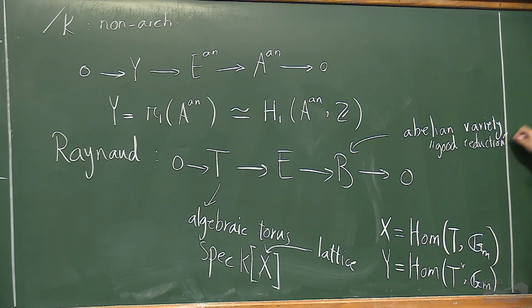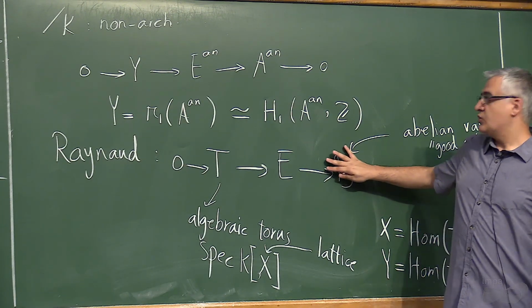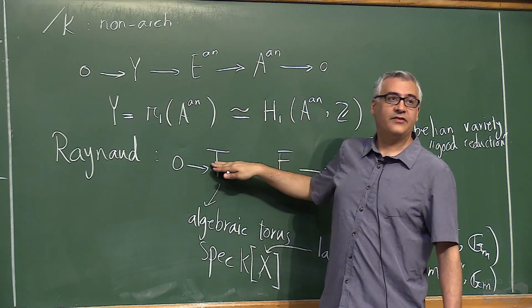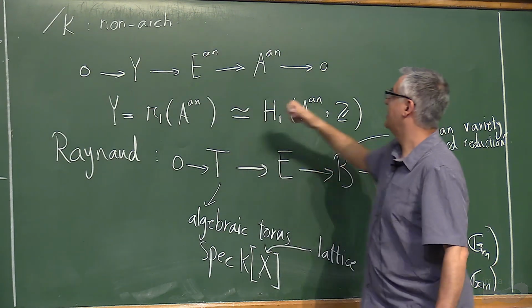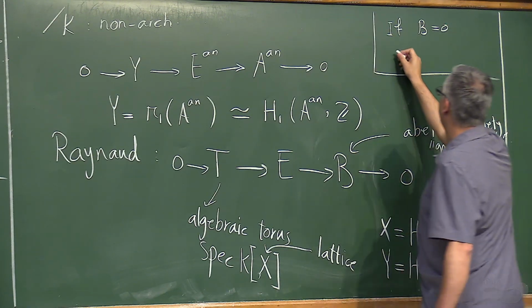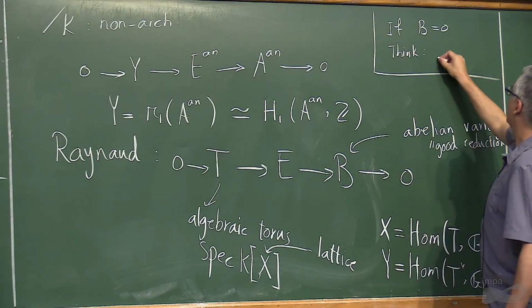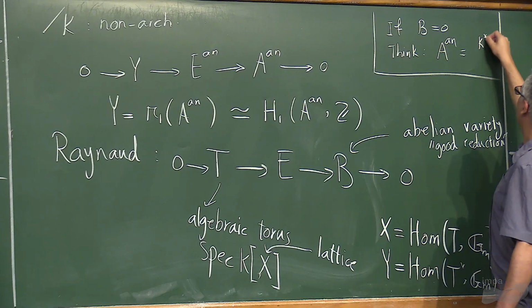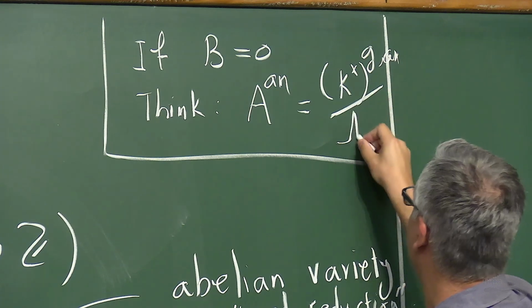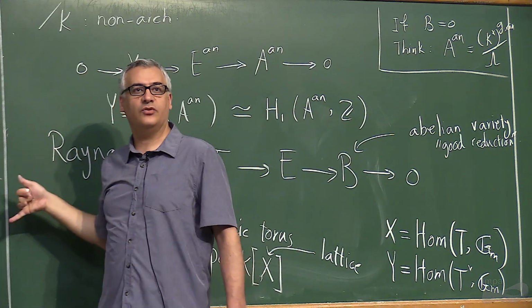But if it bothers you, it's perfectly fine, and it happens for good reasons that sometimes this B is 0. So your universal cover is actually just an identification of the algebraic torus. So if B is 0, which is okay sometimes, think of A^an as like K star to the power of g, well, an identification of that, modulo a lattice. And this is closely related to C to the g modulo a lattice. If you apply exponential to this, you get exactly that.